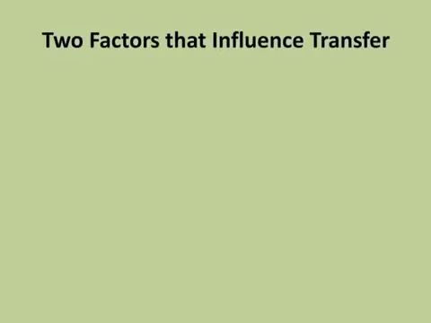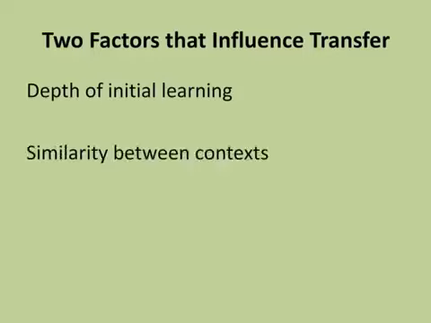Let's explore transfer failures by looking at two factors that play a significant role in transfer of learning. One is the initial learning of the individual. A second is the similarity between the initial learning context and the new context or situation where we expect knowledge to be applied.